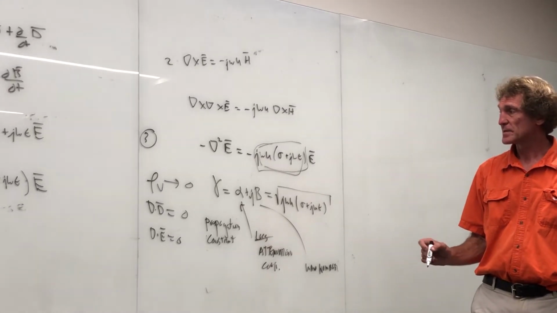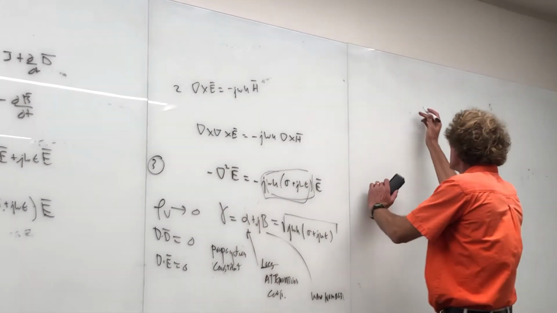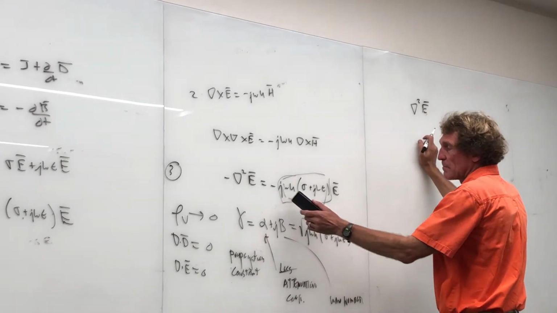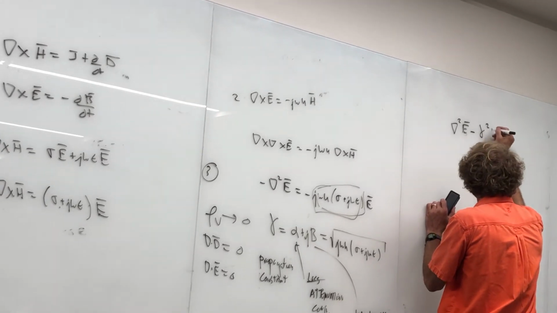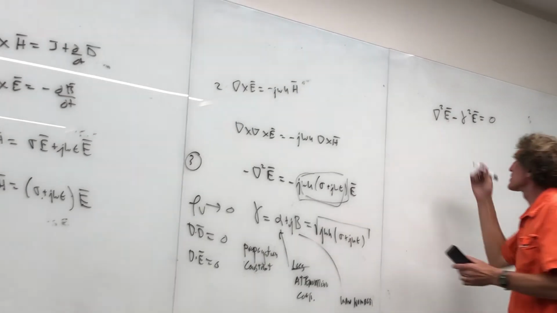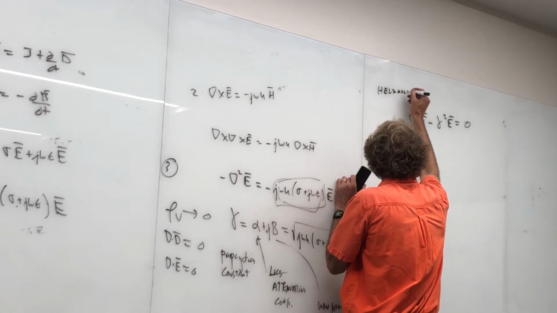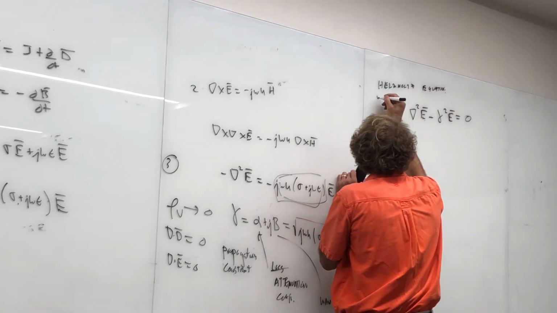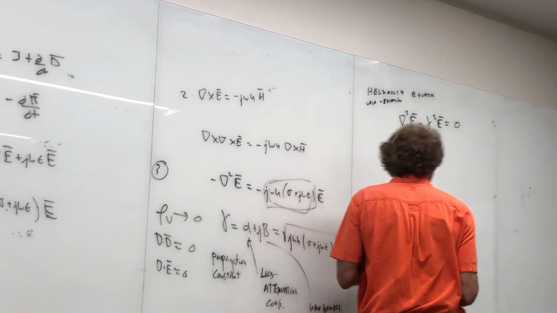Now, bear with me. The reason I did this is I'm going to take the minus del squared of E to the other side. So I'm going to have del squared of E here, and then I've got minus, and this is really gamma squared. So it's del squared E minus gamma squared E equals 0. And this is a very famous equation. This is the Helmholtz equation, or the wave equation. Actually, it's a form of wave equation.